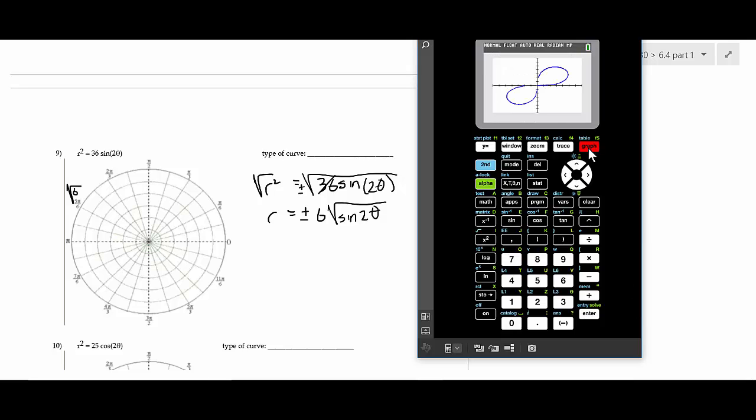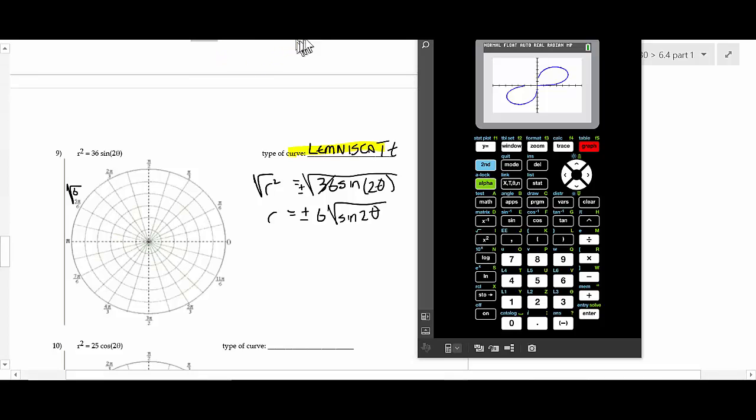Okay, this is called a lemniscate. You guys are not required to know the names of these. You're not ever going to be tested over the names of these things. But it's good to have a background for it, because you'll see it again if you go into Calc 2.